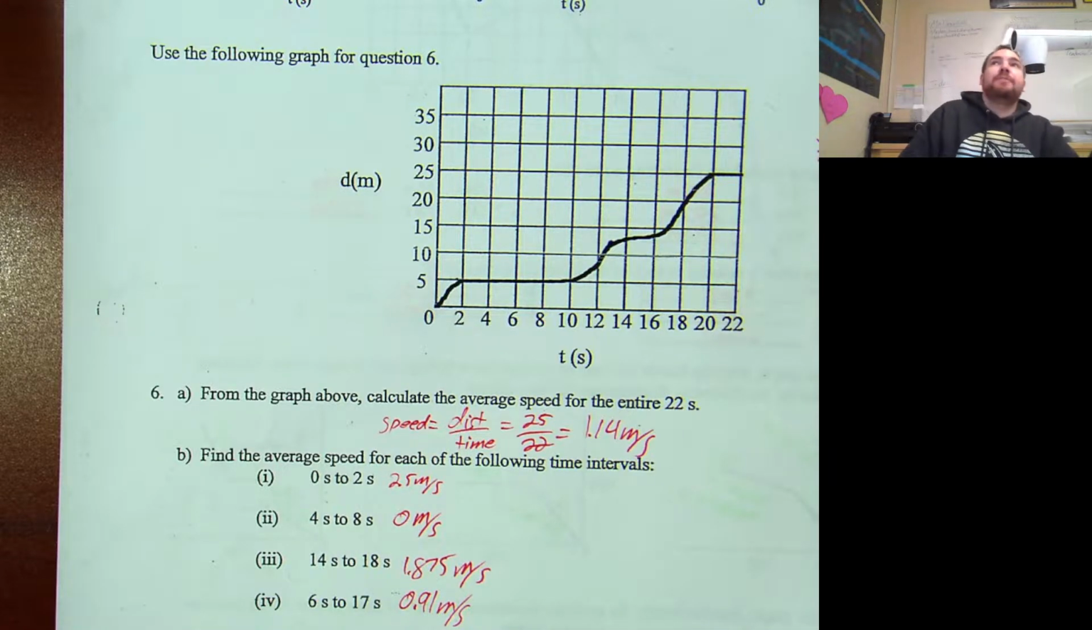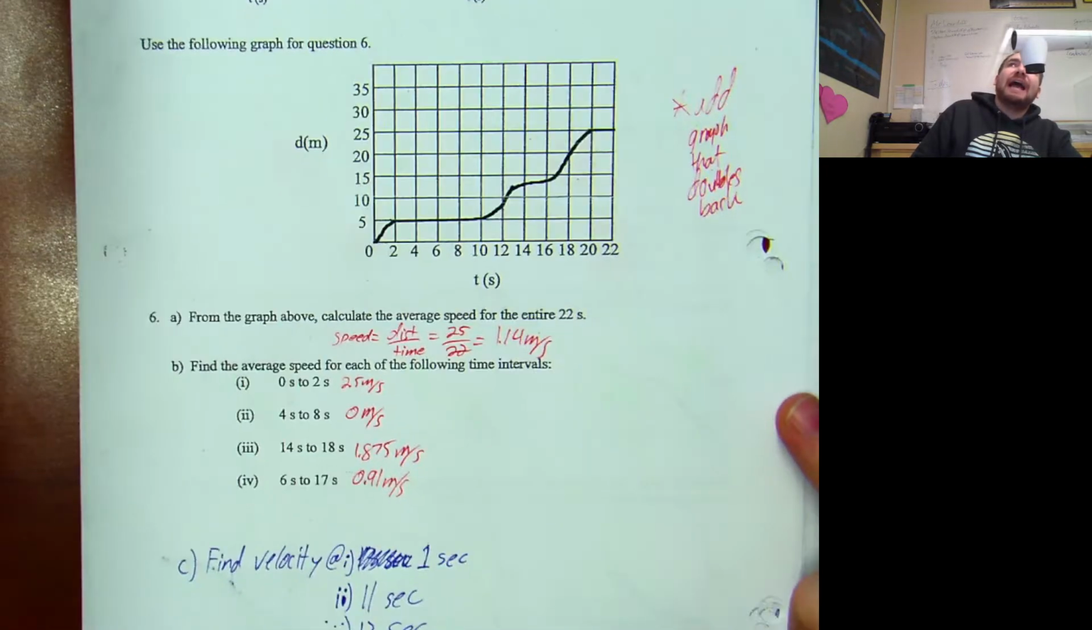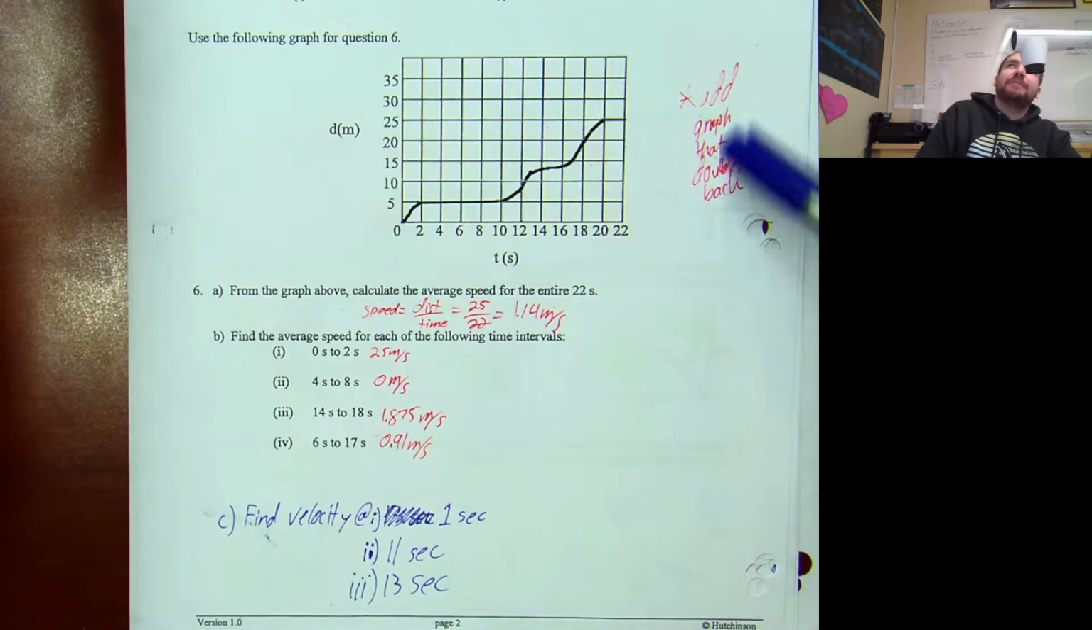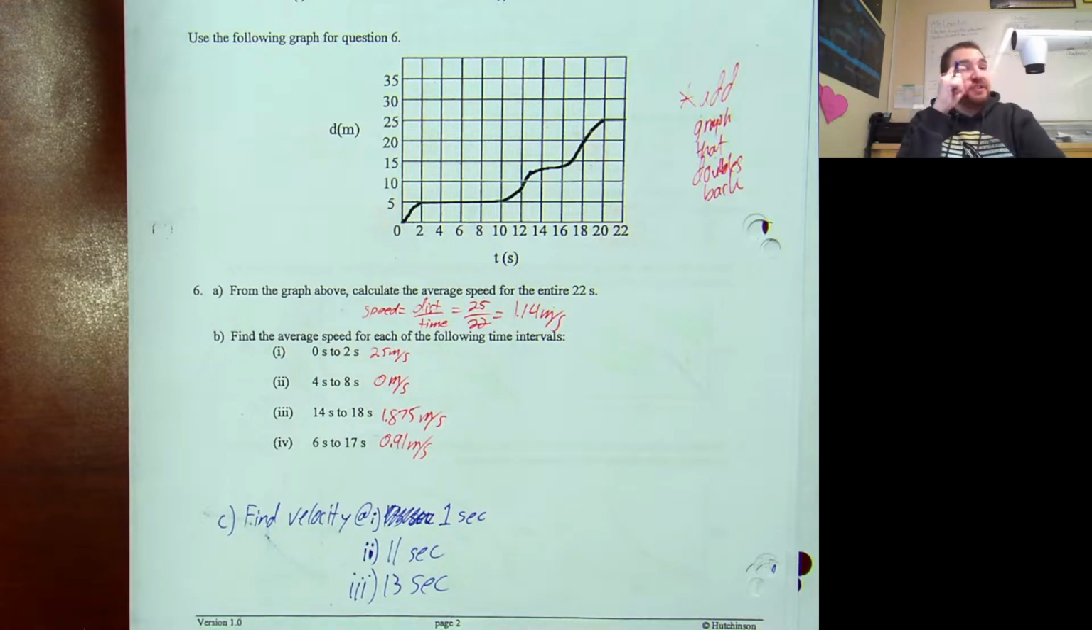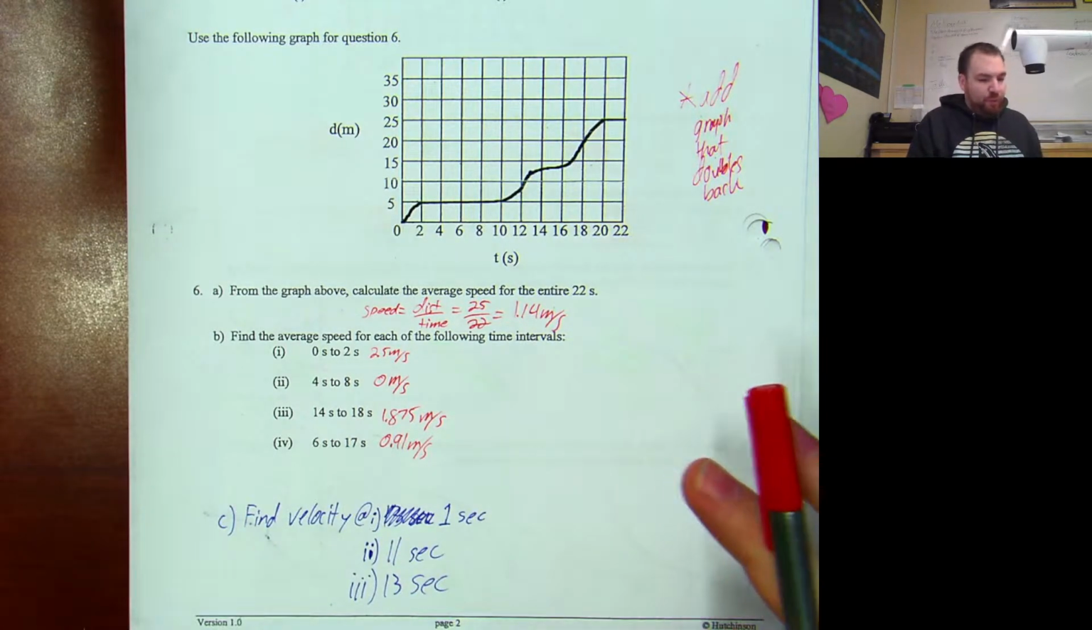Then I didn't put answers. I added 3 questions, these ones down here. Don't worry about this, that's a note for me for later. I wanted you to find the velocity at 1 second, 11 seconds, and 13 seconds. Those are instantaneous velocities because it's not a range of time, it's a specific time. I didn't give you answers here because I wanted to show you that procedure right now, just to make sure you were comfortable with it.